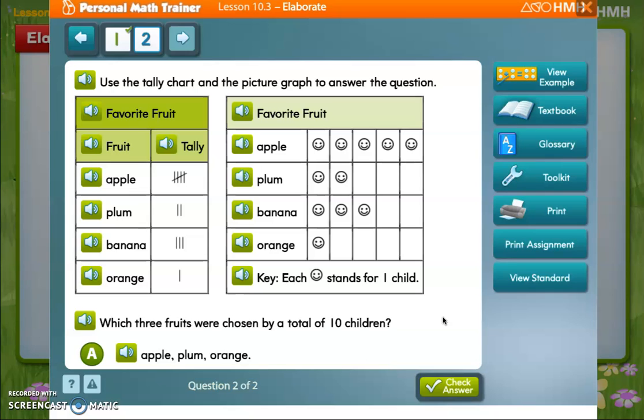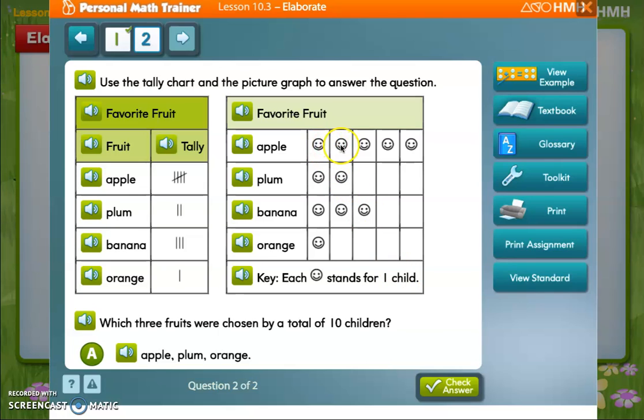Okay, so we kind of did a problem like this yesterday. What I didn't think of, and I think would be a lot easier, is if you just look at the answers and see if that works. So the first option that we can choose from says apple, plum, and orange. So let's see if when we count the apple, plum, and orange smiley faces, we get 10 exactly. Okay, so let's start with the apples.